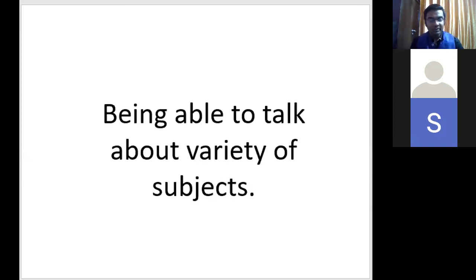One of the most important points. Being able to talk about a variety of subjects. One of the most important skills, and in English we call it impromptu. Being able to talk about a variety of subjects. So you should give yourself one task, or you already get the task from English Times. Every single day you get tasks on different subjects.